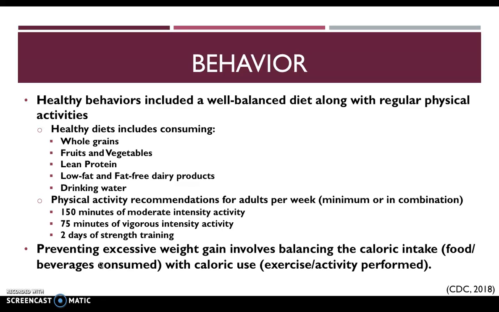The CDC recommends that adults perform 150 minutes of moderate exercise, 75 minutes of vigorous exercise, and 2 days of strength training weekly. Education of successful weight loss involves an understanding that in order to lose weight, the body needs to be in a state of caloric deficit, meaning that individuals need to burn more calories than they're eating.